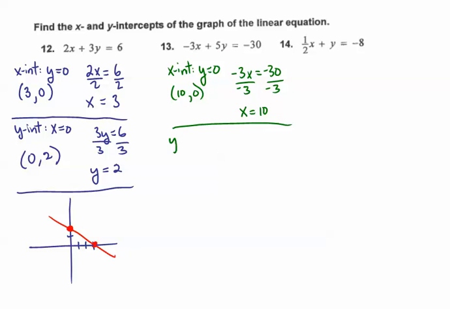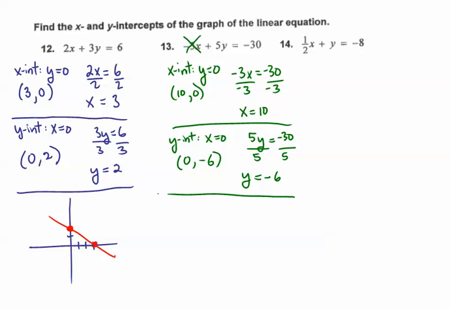Next, y-intercept means x is equal to 0, and when we cross off the x term, because anything times 0 is 0, we end up with 5y is equal to negative 30. Divide by 5, we get y is equal to negative 6. And so when x is 0, y is negative 6. So therefore, our x-intercept is 10, comma 0. Our y-intercept is 0, comma negative 6.